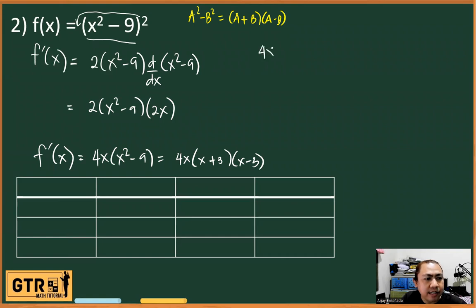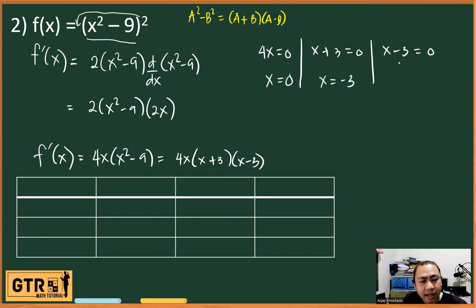So we have 4x equals 0. Then we have x plus 3 equals 0. And then x minus 3 equals 0. So solving for x, divide both sides by 4, x equals 0. Then subtract 3 from both sides, x equals -3. And then add 3 to both sides, x equals 3. Therefore, we have 3 critical numbers.